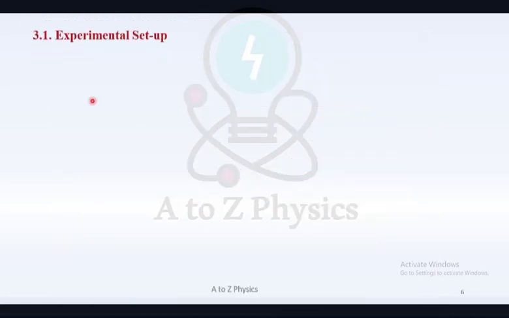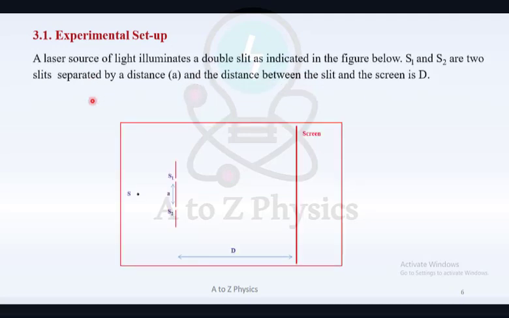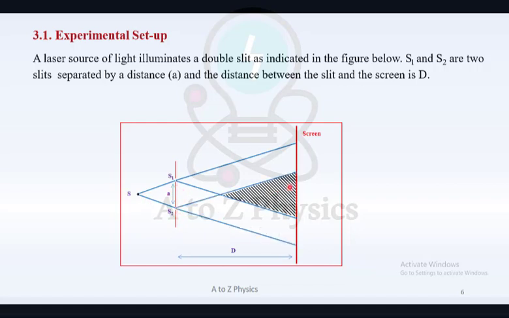In Young's experimental setup, a laser source of light illuminates a double slit as indicated in the figure below. S1 and S2 are two slits separated by a distance a, and the distance between the slit and the screen is D. The diffracted rays emerged from S1 and S2 interfere on the screen in a region called region of interference or interference zone.